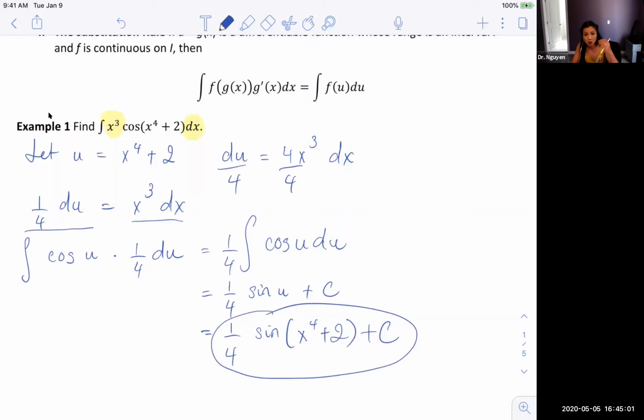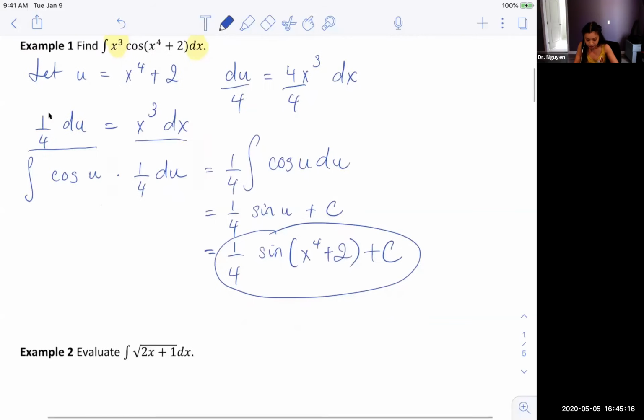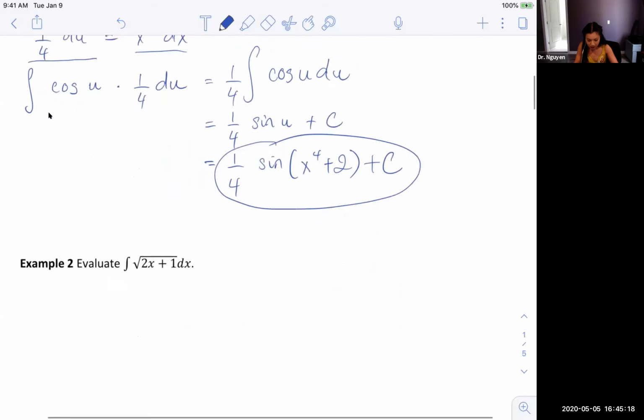All right. So pretty much in this one right here, you have to divide by 4 to get it back to the original. Okay, so we pretty much have to make them the same. Okay, all right, so let's take a look at example 2.